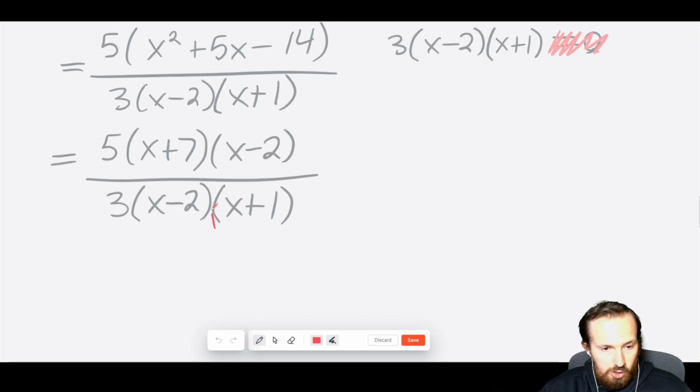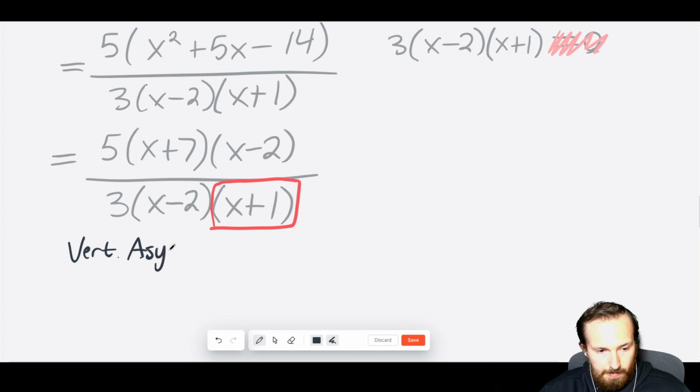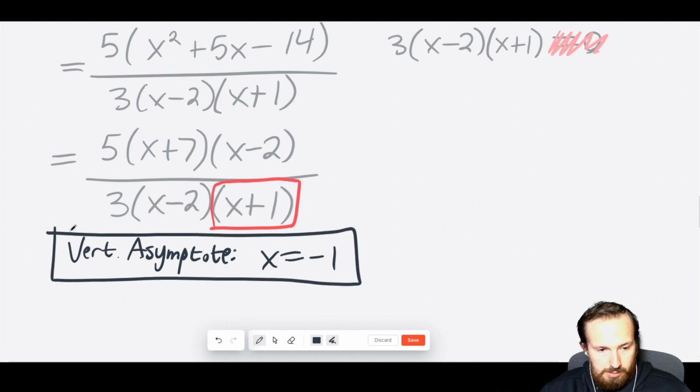So actually, the only one that's not matched here that we can't get rid of is this one. So actually, we just have a vertical asymptote at x equals -1, because that's the only one that we can't match. So hopefully that makes sense.